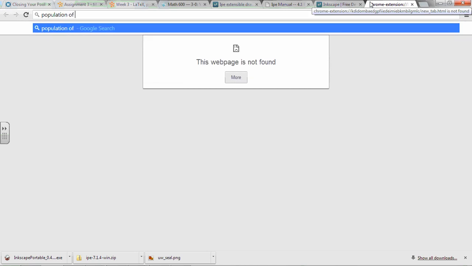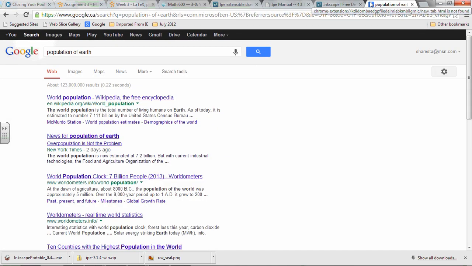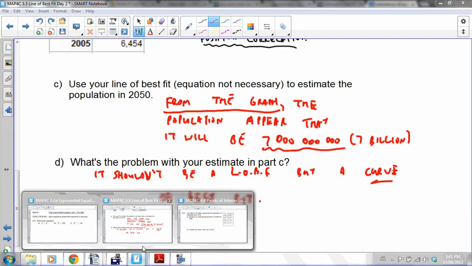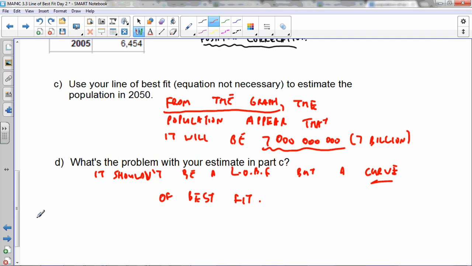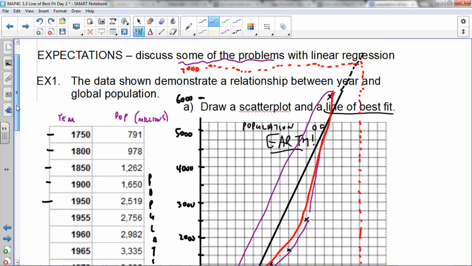Population of Earth. And what is it right now? See that? Right there. As of today, it is estimated to be 7.1 billion by the U.S. Census Bureau. That's pretty good data there. It's already higher than our estimate for 2050. So it's wrong, wrong, wrong, wrong, wrong. And that's what we want to talk about. This is a misuse of regression.